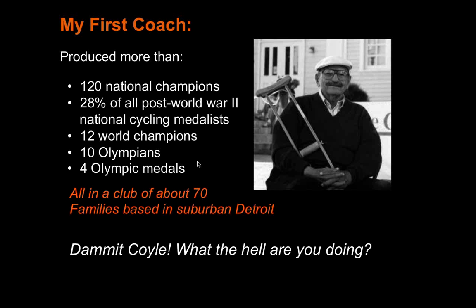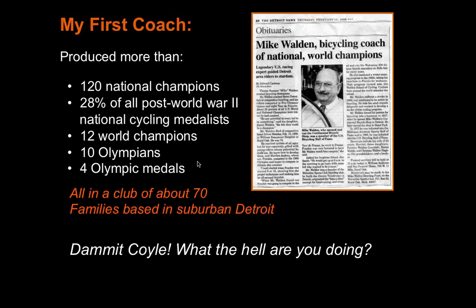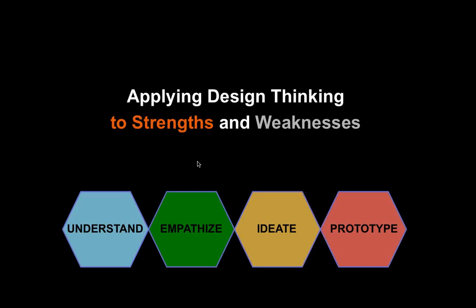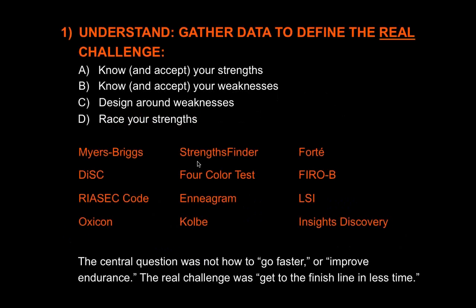It works. It totally works. Okay, so how do we pull this full circle and talk about design thinking again? Here are the 4 steps: understand, empathize, ideate, and prototype. How do you apply this process to finding your strengths and weaknesses? Well, the first is you have to gather data, right? You have to understand, know and accept your strengths, know and accept your weaknesses, and then design for your strengths and design around your weaknesses.